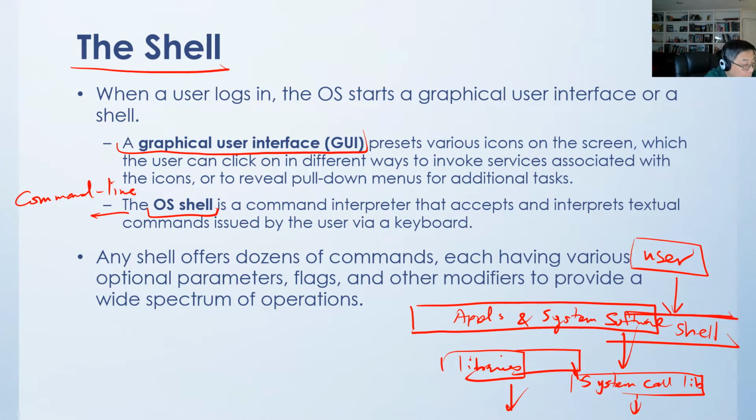Now modern computer systems use more and more the graphical user interface, and many times we call it GUI. The GUI presents various icons on the screen, which the user can click on in different ways to invoke the service associated with the icons. So you can use the mouse or some kind of pointing device to perform the operation. Now the command line interface, or OS shell, is the command interpreter that accepts and interprets the textual commands issued by the user via the keyboard. So the user can actually type the command. The early version of the Microsoft operating system is called Microsoft DOS, MS-DOS.